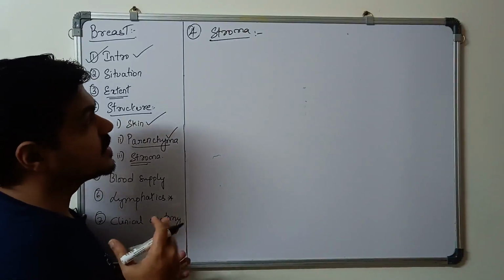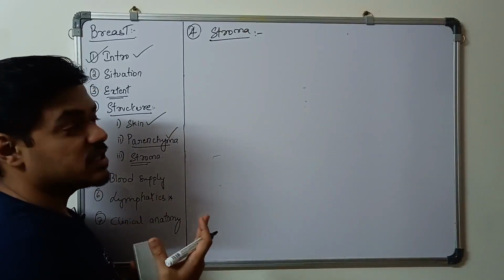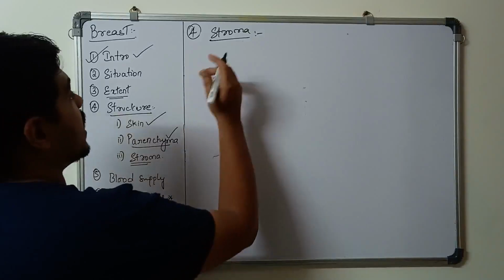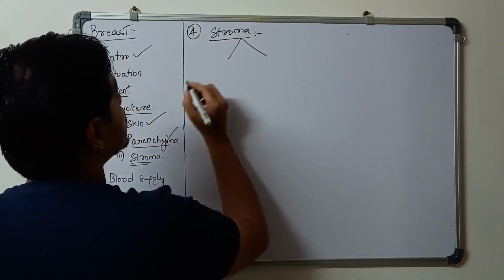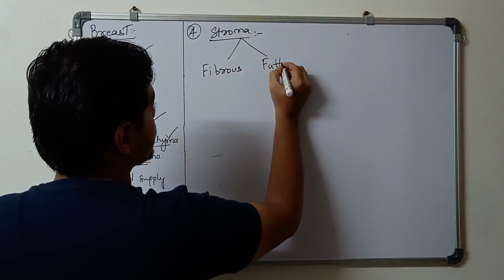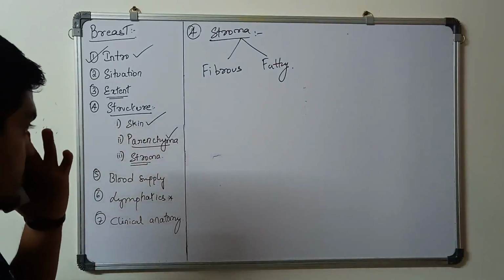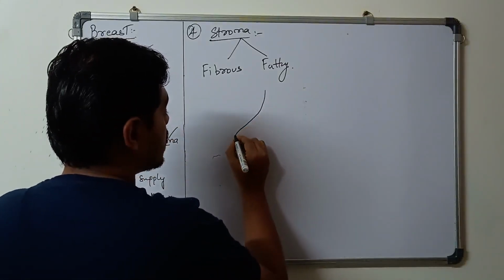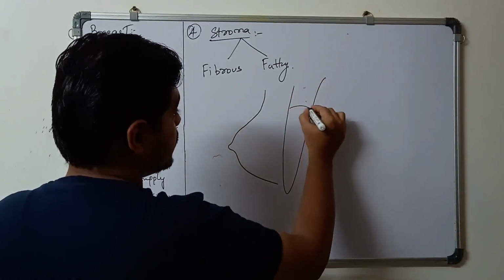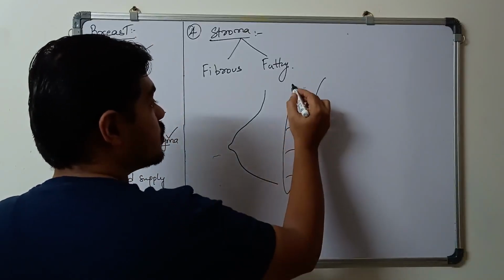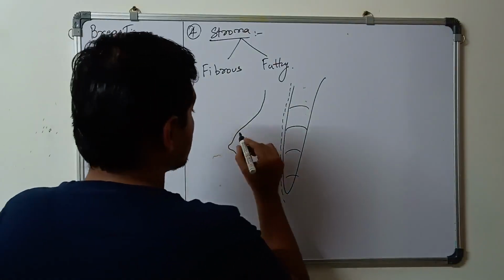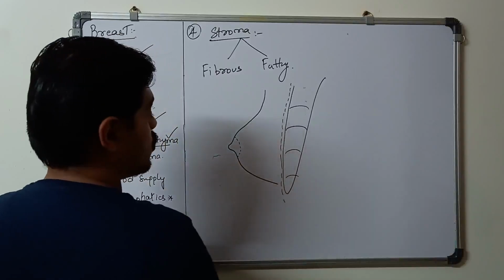So whenever you hear the term stroma, it means the background tissue that is present extensively in the particular organ. Here, the stroma is divided into two: one is fibrous and the other is fatty. Now, if this is the approximate structure of the breast, the deeper structure will be the pectoralis major, covered by the deep fascia of the pectoral region, right? And this is the nipple, and this will be the areola.